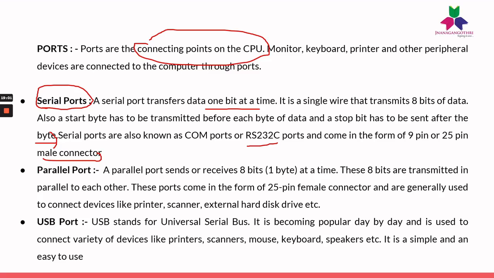The next port is the parallel port. A parallel port sends or receives 8 bits, that is 1 byte, at a time. These 8 bits are transmitted parallel to each other. These ports come in the form of a 25 pin female connector and are generally used to connect devices like a printer or scanner.